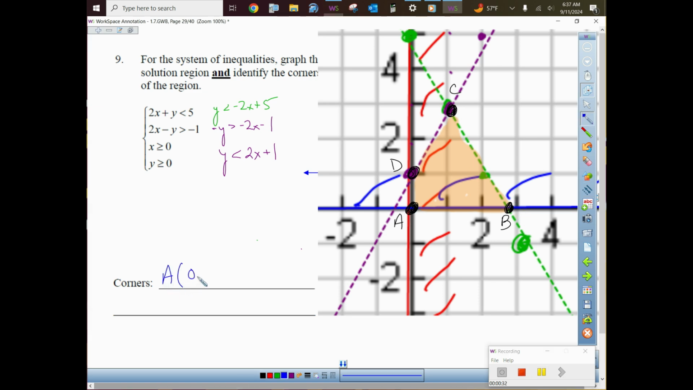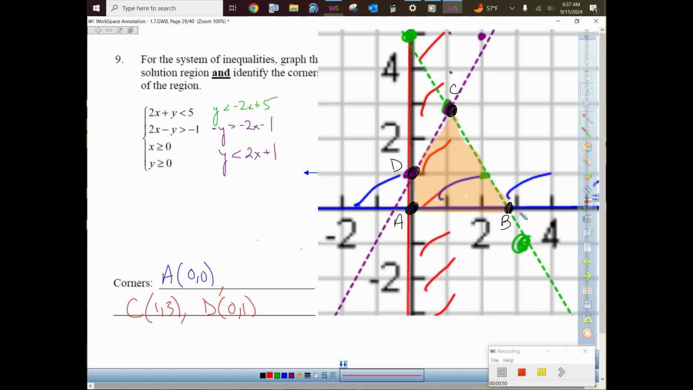A is at (0, 0). That's pretty basic right there. B is a weirdo, right? B is in no man's land because he's not literally on that tick mark. So we're going to come back to B. But C is at (1, 3). And D is at (0, 1). Make sure we totally put those in parentheses when we're typing them into homework.